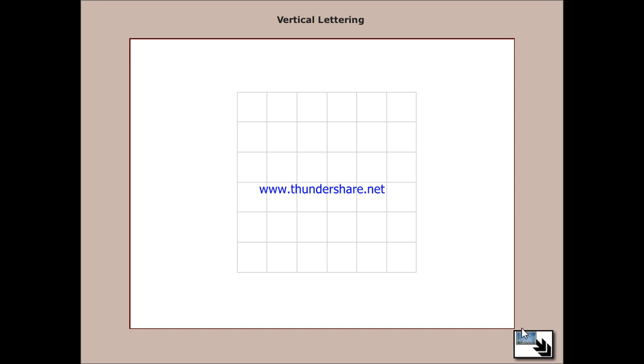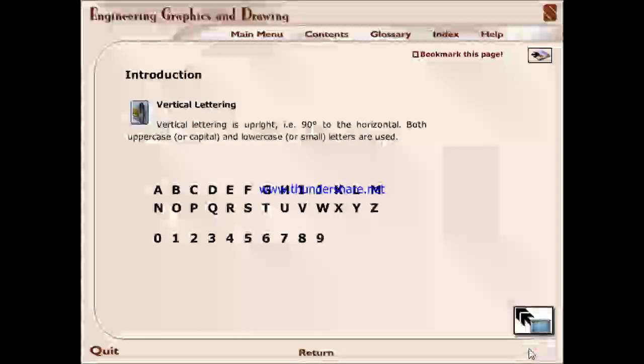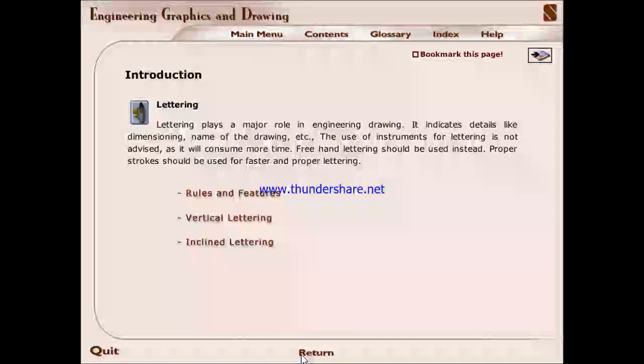So with this concept we will conclude, and we will continue with inclined lettering in the next class. So first of all, now we will close at this junction.